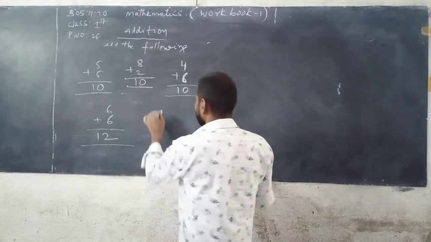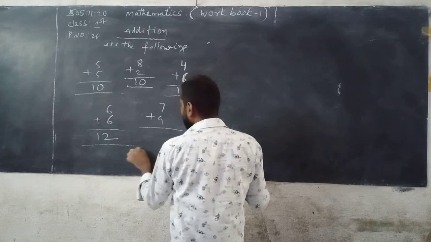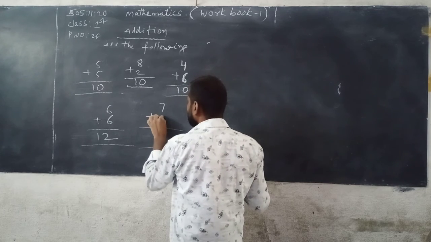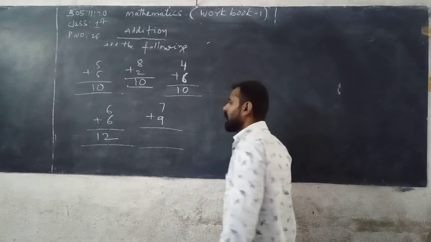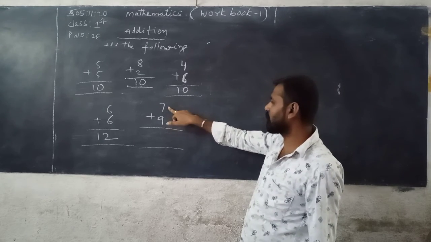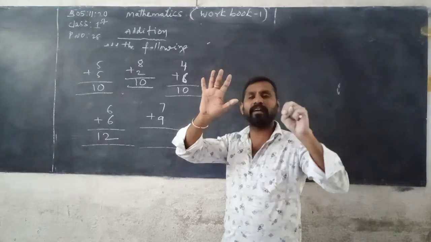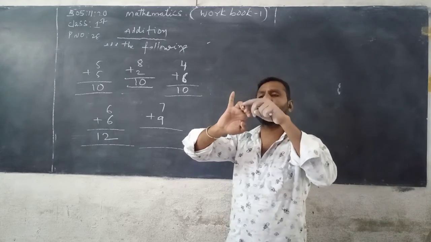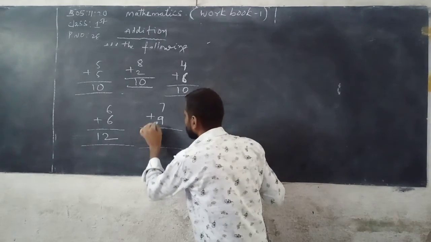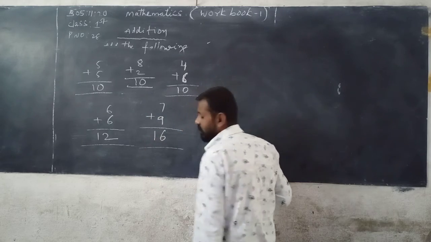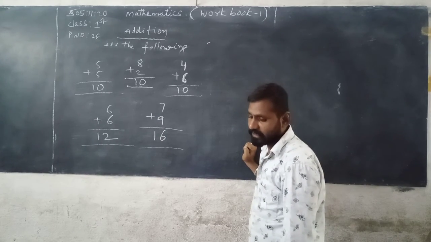7 plus 9. See here, the bigger number is 9. Keep the bigger number 9 in your mind and take 7 fingers in your hand. Now you can count 9, after that 10, 11, 12, 13, 14, 15, 16. So 9 plus 7, you get 16. Sum is equal to 16.